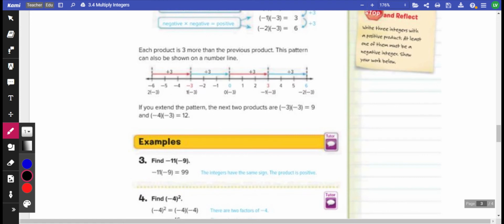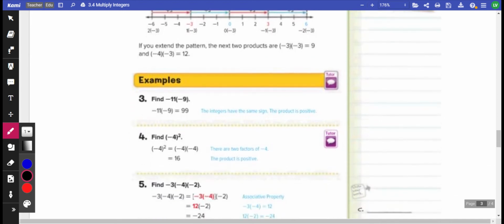So if you extend the pattern, the next two products are negative 3 times negative 3, which is 9, and negative 4 times negative 3, which is 12. So for number 3, if you find negative 11 times negative 9, well, 11 times 9 gives you 99. A negative times negative is a positive, so your answer is just 99.